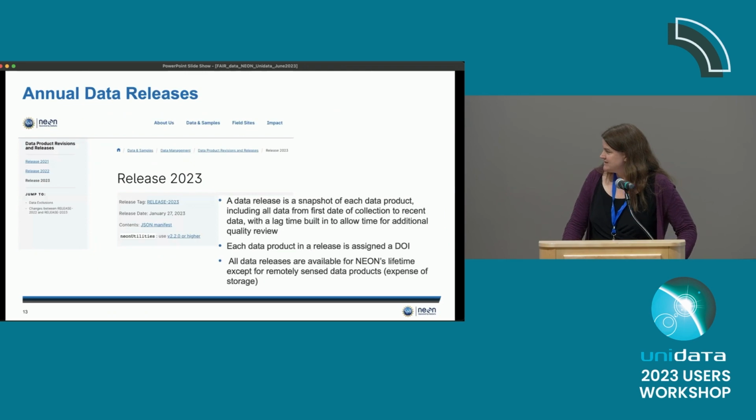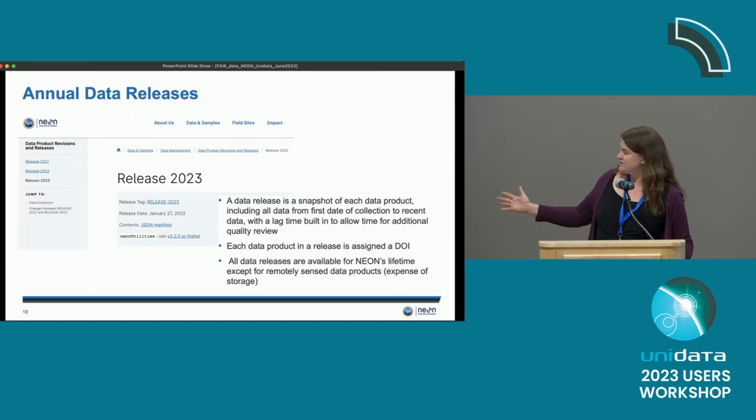Our data releases, this isn't as standard a practice, but we started doing this in 2021. Every year, each data product gets a release associated with it. This is essentially just a snapshot of the data at that point in time. It gets a DOI, and the plan is that we are going to store it for the lifetime of the observatory, so that anyone at any time can go back and repeat the same analysis. There's a little bit of a lag time built in. It's not all the data up to a certain point, because the idea is also, which I'll get into.